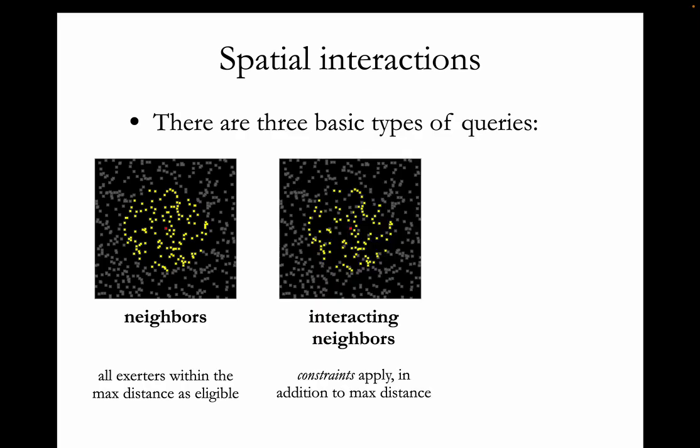The next level is interacting neighbors. Here constraints apply in addition to the maximum distance. These constraints might require the receiver or the exerters to be of a particular sex, or within a particular range of ages, for example. So only a subset of the receiver's neighbors will be interacting neighbors.